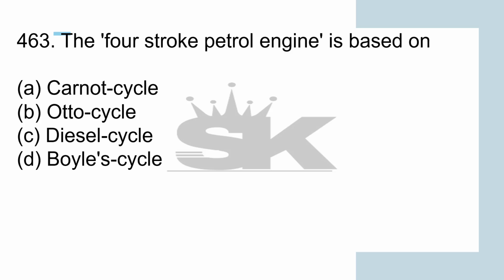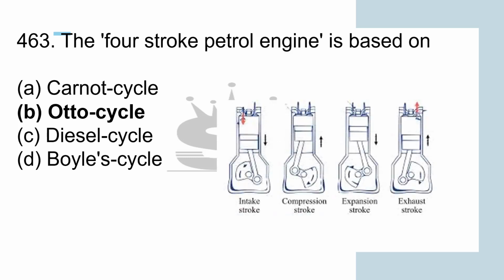The four-stroke petrol engine is based on the Otto cycle, and it is also known as the air standard Otto cycle. So here you can see in the diagram, this cycle involves four distinct strokes: intake, compression, expansion and exhaust. These strokes are responsible for drawing in the fuel air mixture, compressing it and igniting it, and then expelling the exhaust gases.